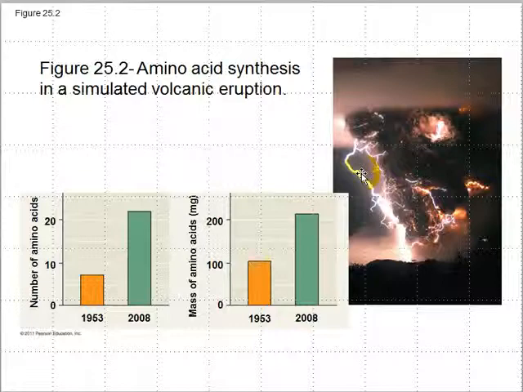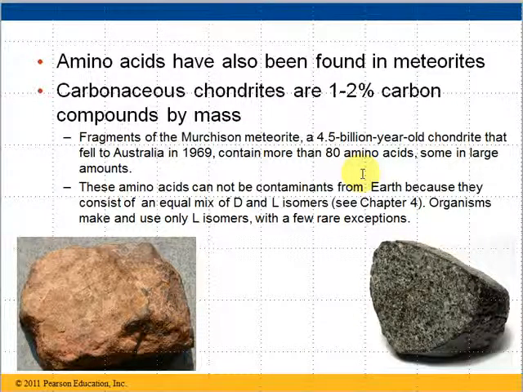Another possibility for the formation of these first organic molecules is the fact that many organic molecules, amino acids and the like, have been found in meteorites that have fallen to Earth. There's a type of meteorite called a carbonaceous chondrite, and they are 1 to 2% carbon compounds by mass, and within some of these meteorites you can find various amino acids and organic molecules. There's a particular meteorite called the Murchison meteorite, a fragment of a 4.5 billion year old chondrite. So this meteorite is about the age of the Earth itself.